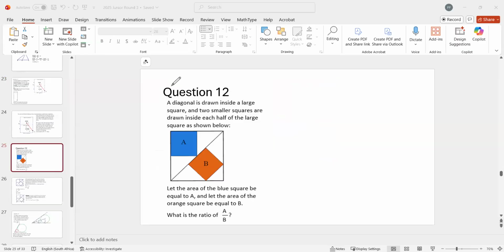And question 12, a diagonal is drawn inside a large square. So you got a square here. I see there are lots of questions on squares. It's the simplest of the quadrilaterals, and it's got the most amount of properties. So make sure you know all the properties of a square. All the sides are equal. All the angles are 90 degrees. That you know. But what's important is the diagonal.